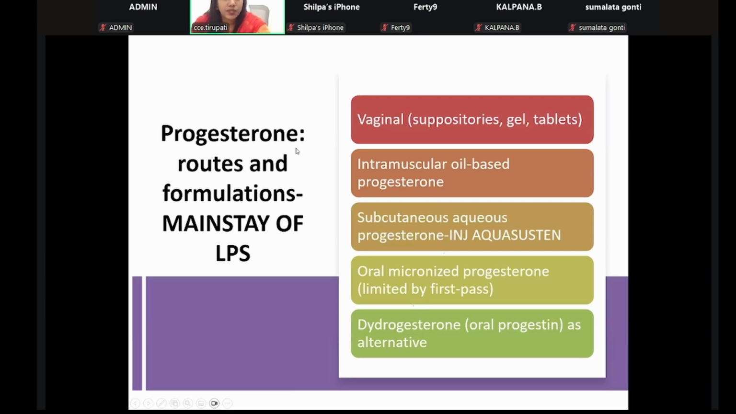So progesterone is the mainstay of support. It can be used vaginally as suppositories, gel or tablets. It can be used as intramuscular oil-based preparations, and subcutaneous preparations will be there in the form of aqueous progesterone, and oral micronized progesterone or dydrogesterone, which is synthetic progesterone.